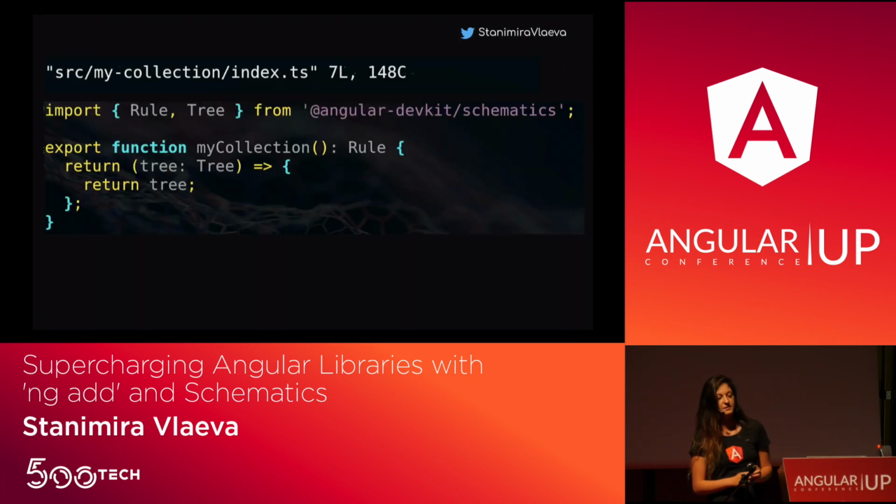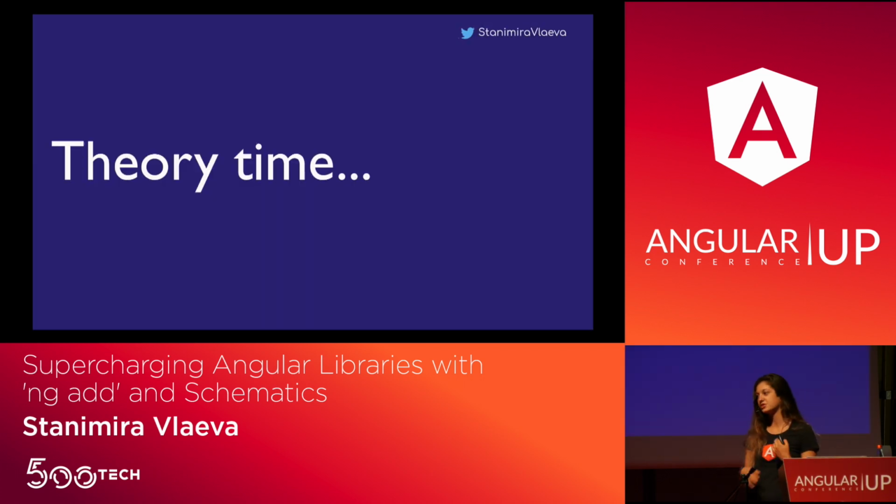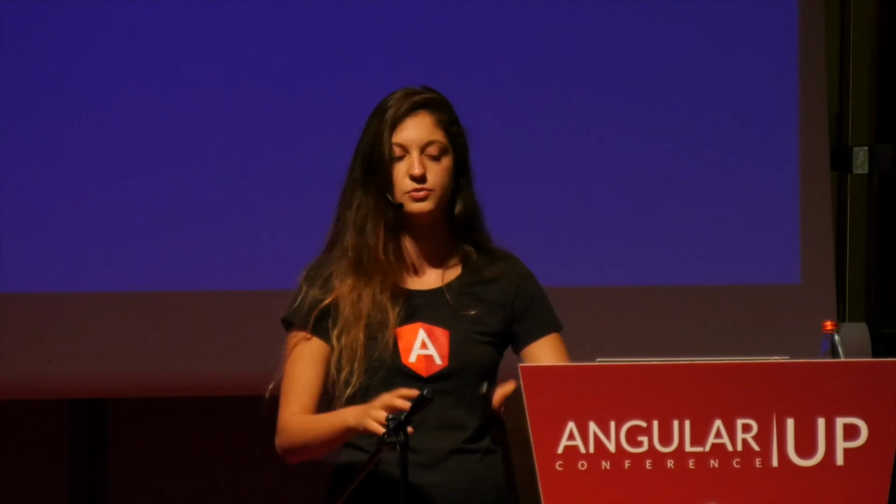So let's take a look at this file. We have an exported function which returns something called a rule, and this rule is apparently another function which returns a tree. So this is kind of weird, isn't it? We have a function returning a function. Let's start with some basic schematics theory in order to understand that code well.